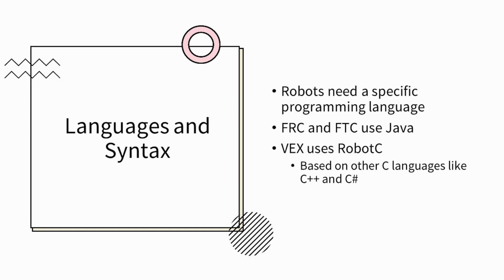FRC and FTC both use Java for their robots. They do have the option of using C++, but none of the FIRST teams at Middleton use it. Vex uses Robot C, which is a special language that they designed for their own robot competitions. It is based on other C languages.